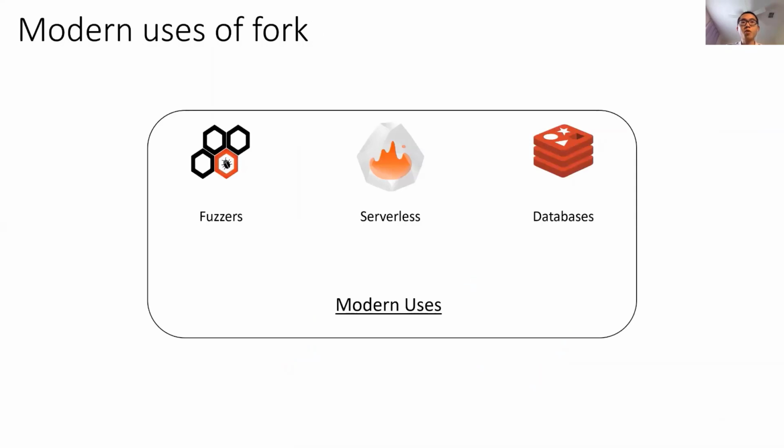Fork has many more modern uses than simply running a new program. Applications also use fork to clone a process instance. For example, fuzzers and testing frameworks use fork to take test inputs. Serverless frameworks use fork to run Lambda functions serving user requests. Databases use fork to take snapshots. These applications, unlike shells, can have significant memory footprints from megabytes all the way to terabytes.